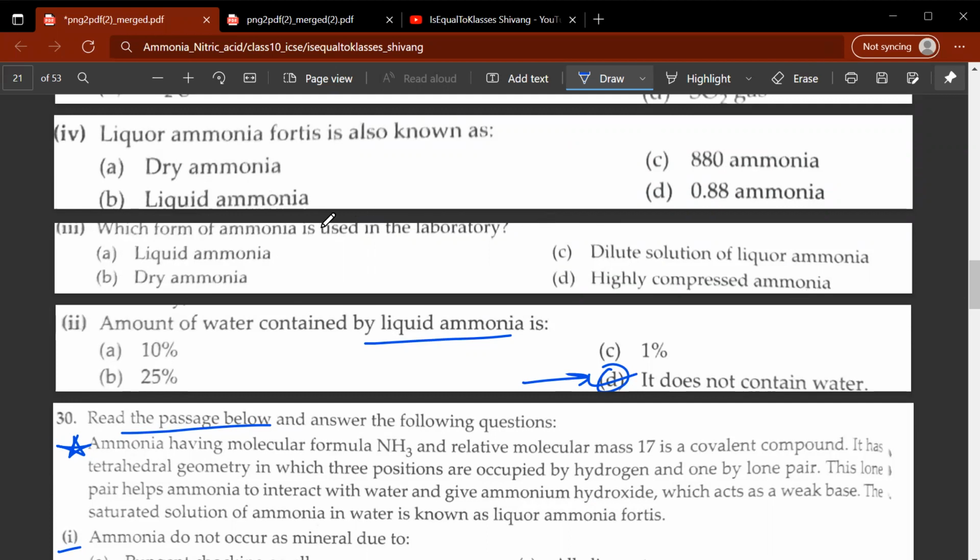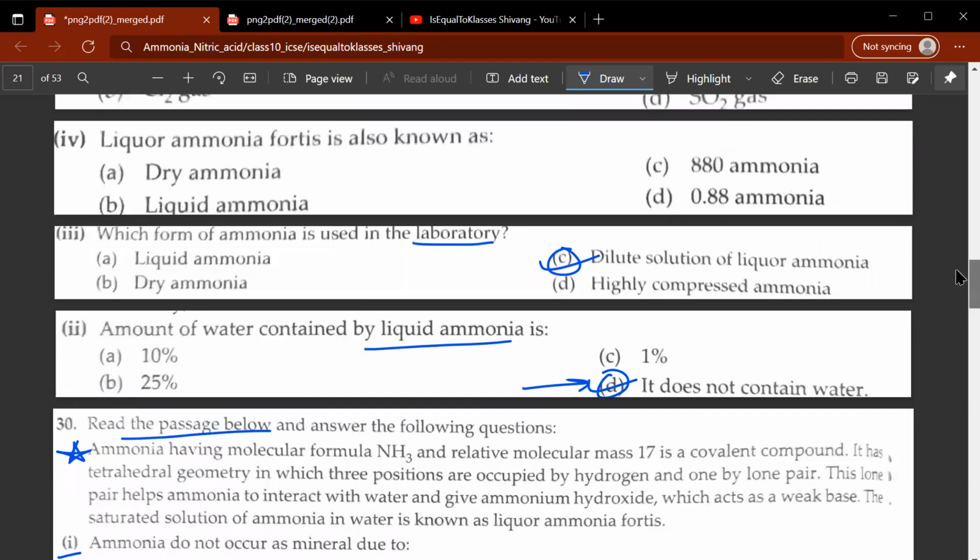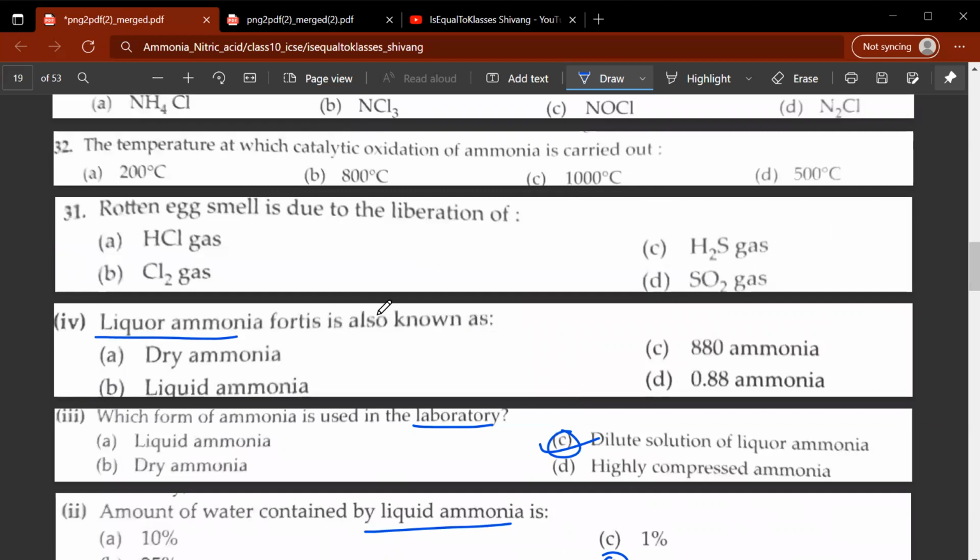Which form of ammonia is used in the laboratory? So C, dilute solution of liquid ammonia is used in the laboratory. Fourth question, liquid ammonia is also known as C, liquor ammonia. Rotten egg smell is due to the liberation of C, H2S gas. So if they mention pungent smell, it refers to ammonia, and if you see rotten egg smell written in the question, then it refers to H2S or hydrogen sulfide gas.